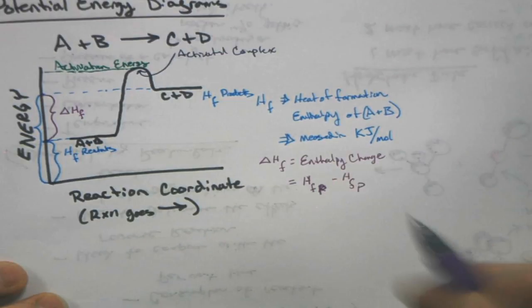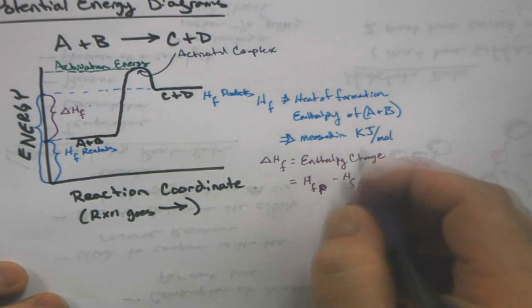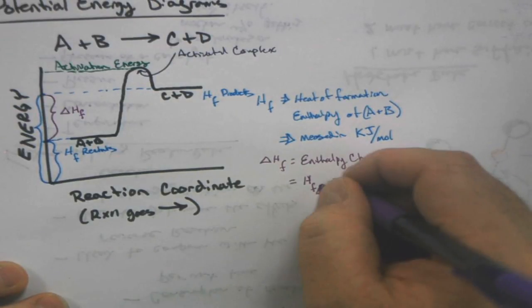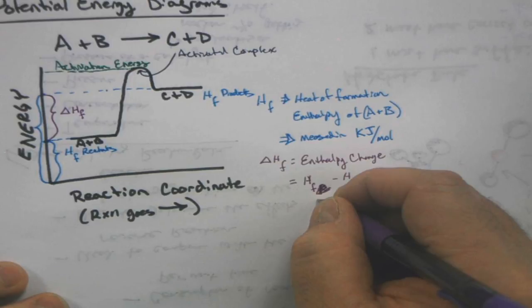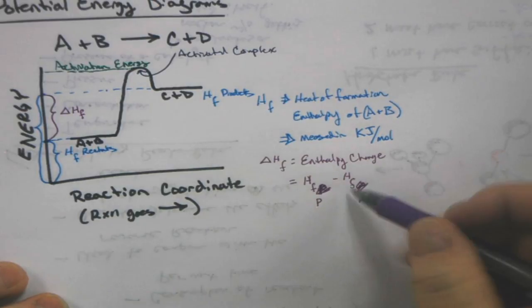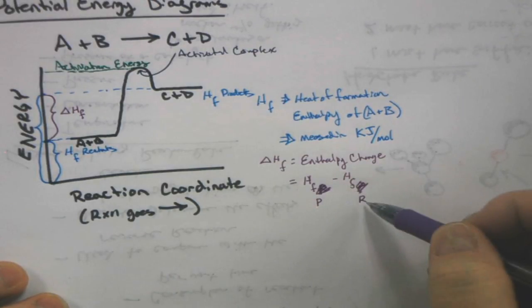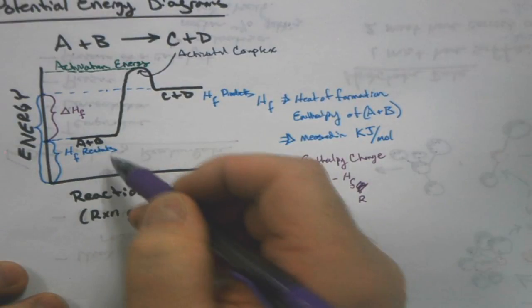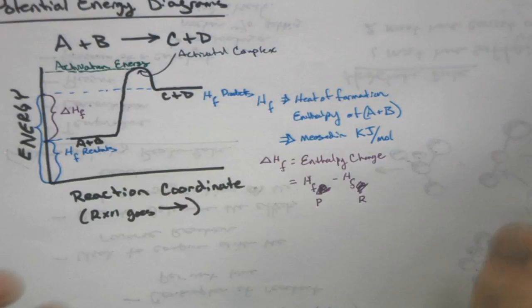I totally screwed that up, and I don't have any whiteout anymore. Delta HF equals HF of our products minus HF of our reactants. Okay, which makes sense. It's our final minus our initial. It's our product minus our reactant. Now, let's think about this for a minute. I just threw a whole lot of stuff at you guys.